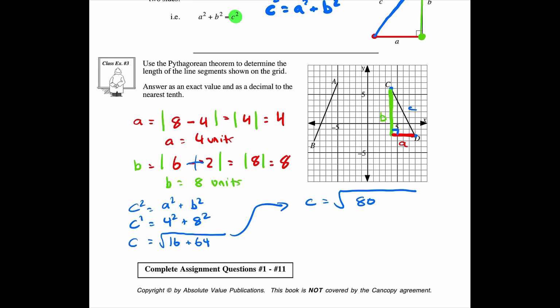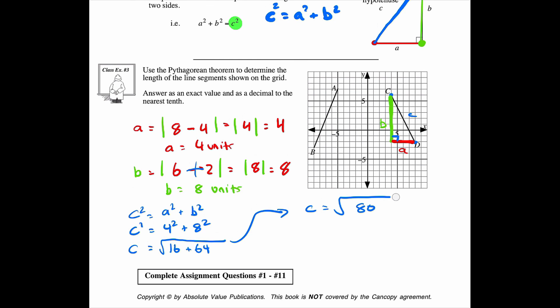Okay, again, we're not quite finished here because we want to be able to put this into its exact value as well as an approximate value. So first of all, let's deal with the approximate value. If I punch that into my calculator, the square root of 80 is going to give me approximately 8.94. And that would be units.